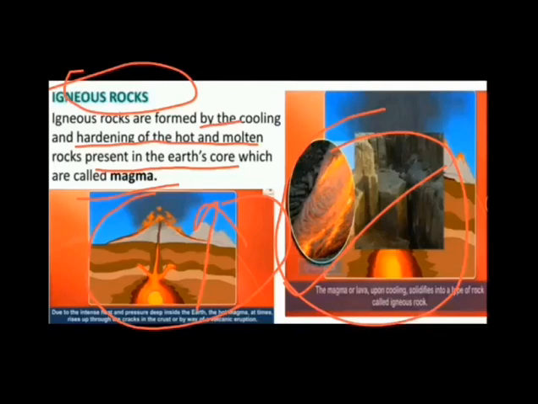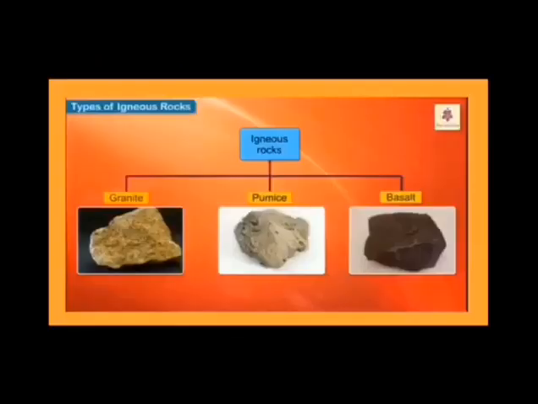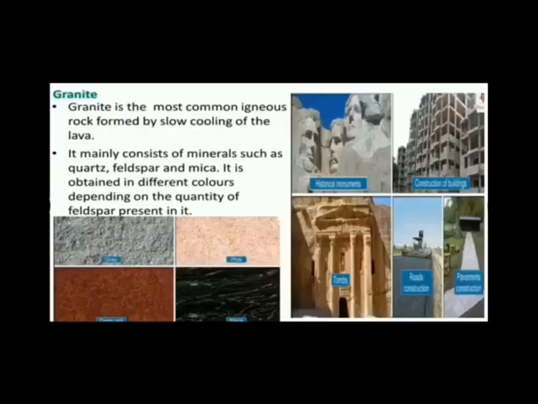So now let's discuss a few examples of igneous rocks. There are so many examples of igneous rocks, or you can say there are so many types of igneous rocks like granite, pumice, basalt. All these are igneous rocks, but granite is the most common igneous rock. Granite is formed by the slow cooling of the lava.